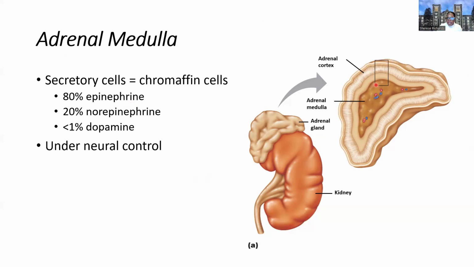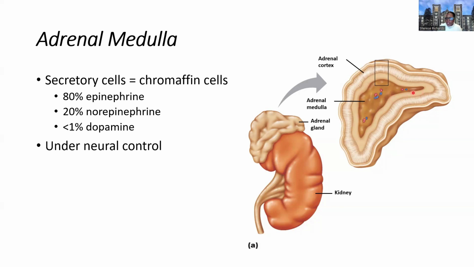Now, again, the medulla is the inner portion. This is where we have chromaffin cells, and this is where we have some of our catecholamine release. So 80% of that being epinephrine, 20% being norepinephrine, and then less than 1% being dopamine. Now, remember, these are released as hormones. So these go into the blood supply of the medulla. So notice how the medulla here is highly vascularized, lots of capillaries, lots of blood vessels, so that those hormones can be released and enter the blood.